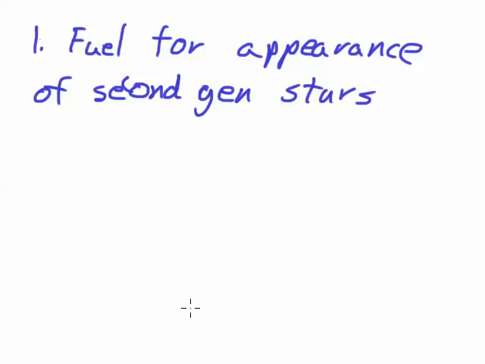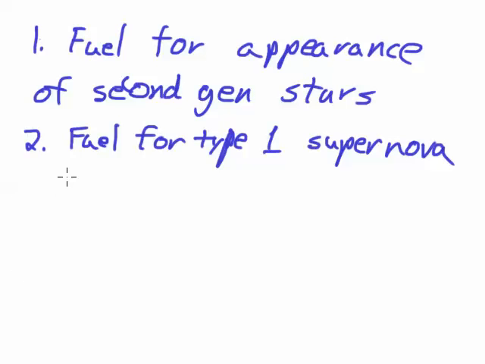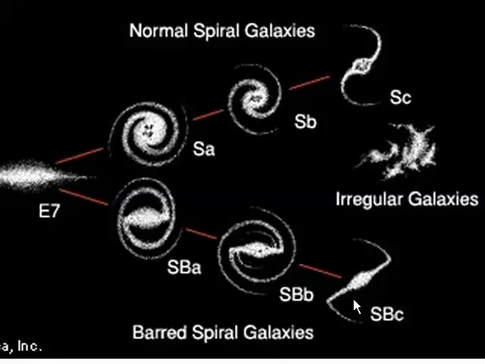What sorts of things would that molecular hydrogen give you? You would get fuel for the appearance of second-generation stars. You'd get fuel for the periodic Type 1 supernova explosions. I think you'd have some explanation for some of these strange structures.